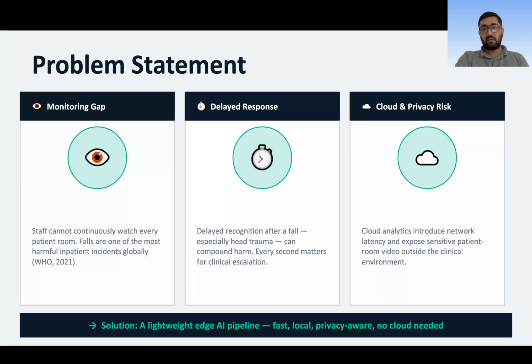Existing solutions that use cloud-based video analytics introduce network delays and move sensitive patient video outside the hospital environment, which creates both a latency problem and a serious privacy governance problem. So the question my dissertation answers is, can we build a system that is fast enough, accurate enough, and private enough, all at the same time, running entirely on local edge hardware?